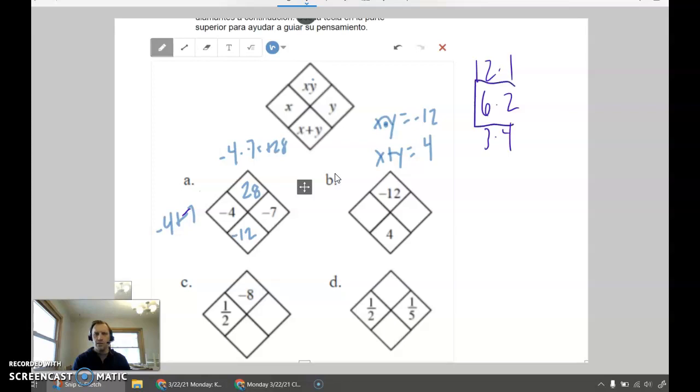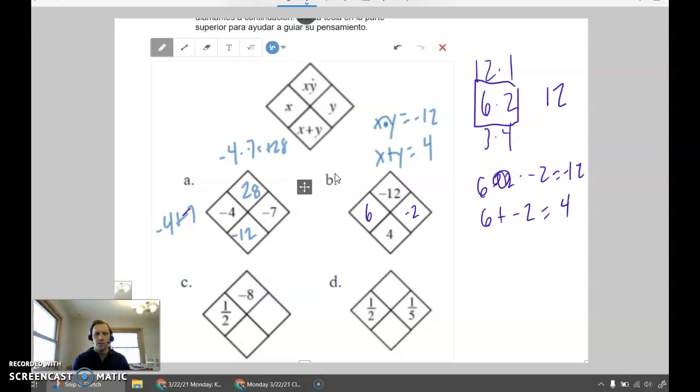Oh, it's this one. And so I think 6 times 2 gives me 12. 6 plus 2 gives me 8. So how can I make that 4 and -12? Well, make negative 2 negative, so it's 6 times -2 gives me -12. And then 6 plus -2 gives me a positive 4. So this would be 6 and -2 makes that work.